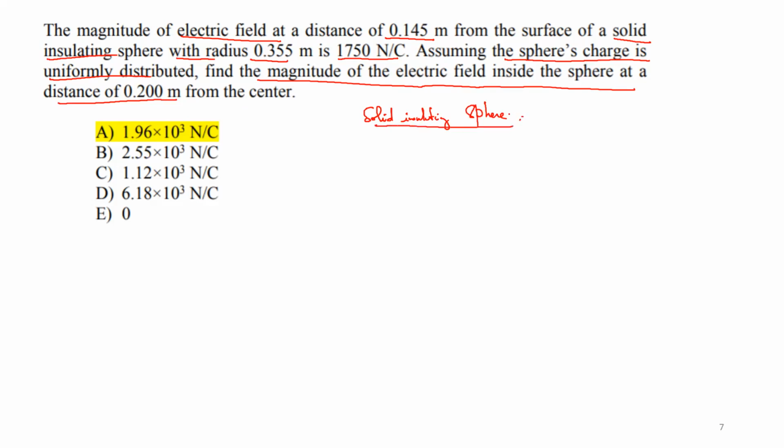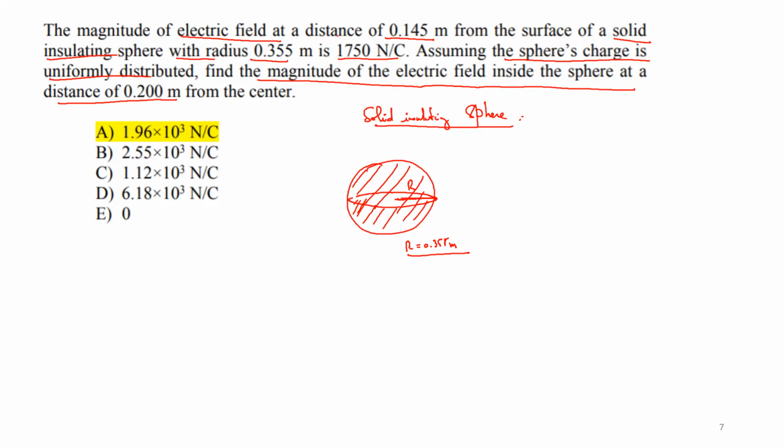Okay, solid insulating sphere, and I give you the radius. So this is my solid insulating sphere. Let me just draw it this way. And I gave you the radius. The radius, I will call it capital R, and of course capital R is 0.355 meters. You put everything in SI units. So basically inside you have some material and it's insulating.